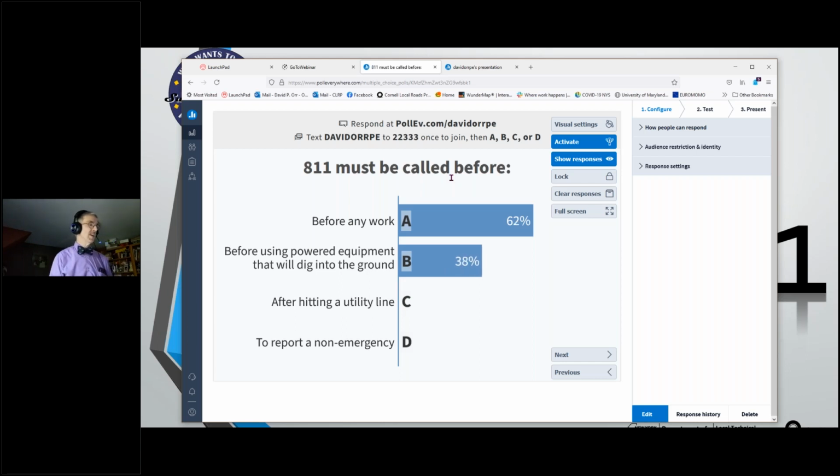So most of you said, about 2/3 of you said before any work, and about 1/3 of you said before using powered equipment that will dig into the ground. In the questions section, does somebody want to tell me what is the definition in Ohio? It's before any work. Sorry. But what defines work? Anytime you dig in the ground more than 12 inches. I looked it up. Okay, good.